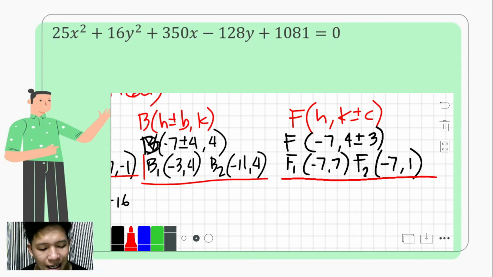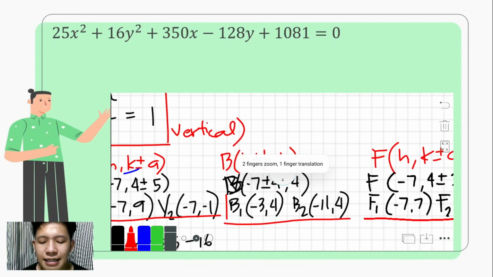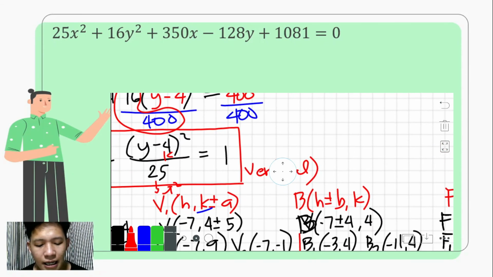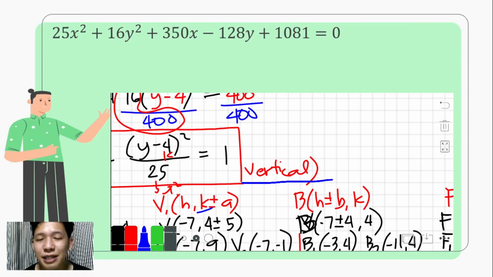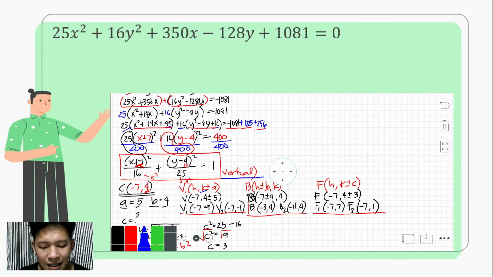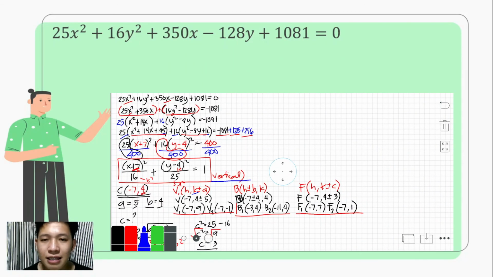Since our ellipse is vertical, then the major axis is also vertical, and then the minor axis would be horizontal. And that's how we get the coordinates of the important points on the ellipse. And also, that's how we apply the knowledge of the general equation of the ellipse.